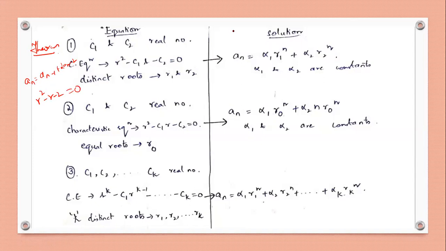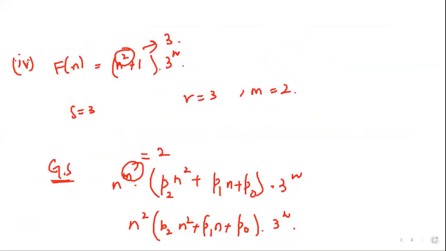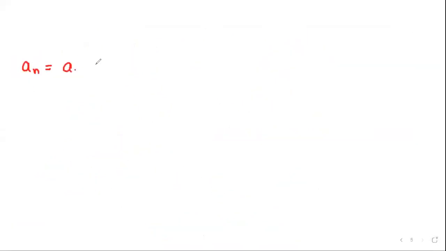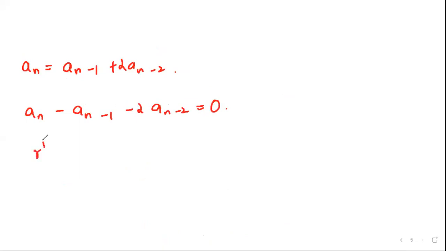So over here, if we have the equation a_n is equal to a_(n-1) plus 2 a_(n-2), how do you find the characteristic equation? First, you shift all the terms to the other side and make it equal to 0: a_n minus a_(n-1) minus 2 a_(n-2) is equal to 0. Then you write it in powers of r power n: r power n minus r power (n-1) minus 2 into r power (n-2) is equal to 0. Then you divide this entire equation with the lowest power of r that you have over here. So you will divide it with r power (n-2).